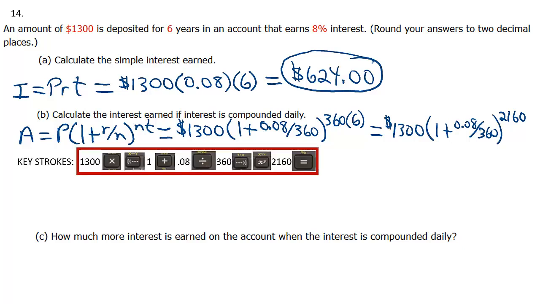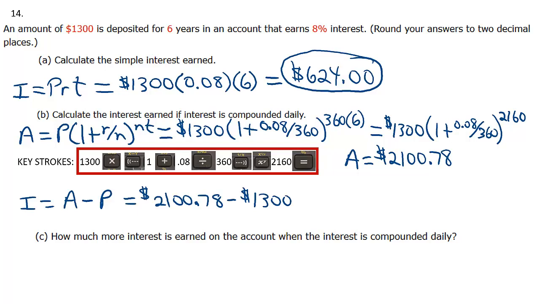Enter this 1,300. There's an understood implied multiplication, so you press times. Then you've got the left paren, and you've got 1 plus. Then you have 0.08 divided by 360, then you've got the right paren, and then that 2160 is in the exponent, so you have to press the power button, the X to the Y button, then type in 2160 and press equal to, and you get A is equal to $2,100.78.